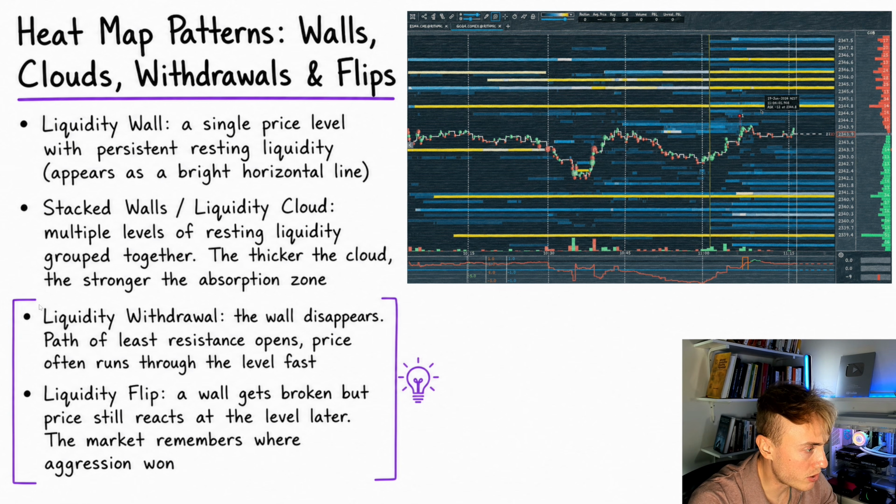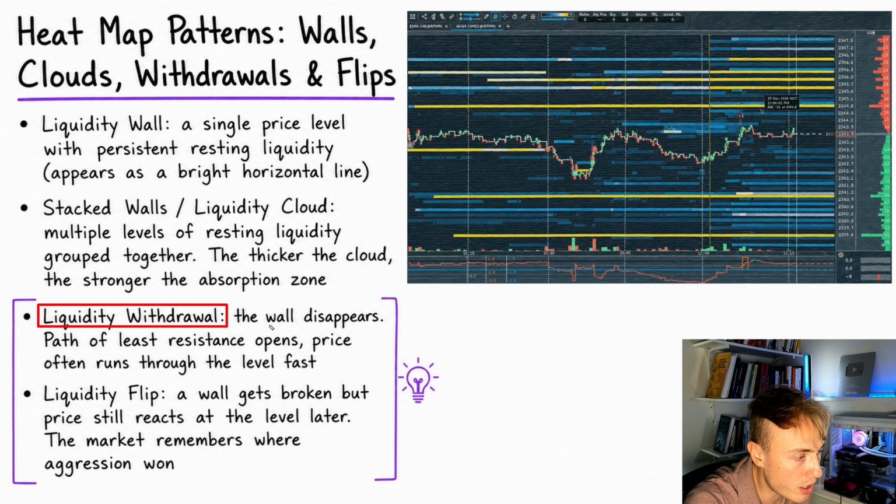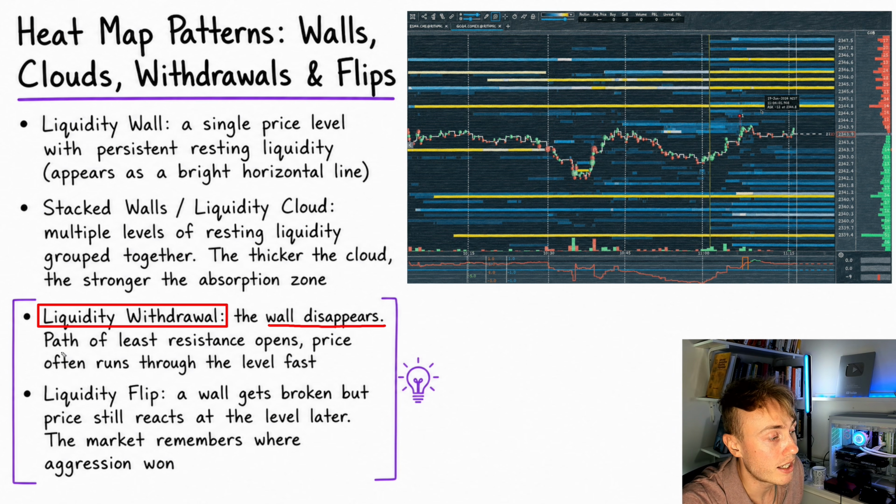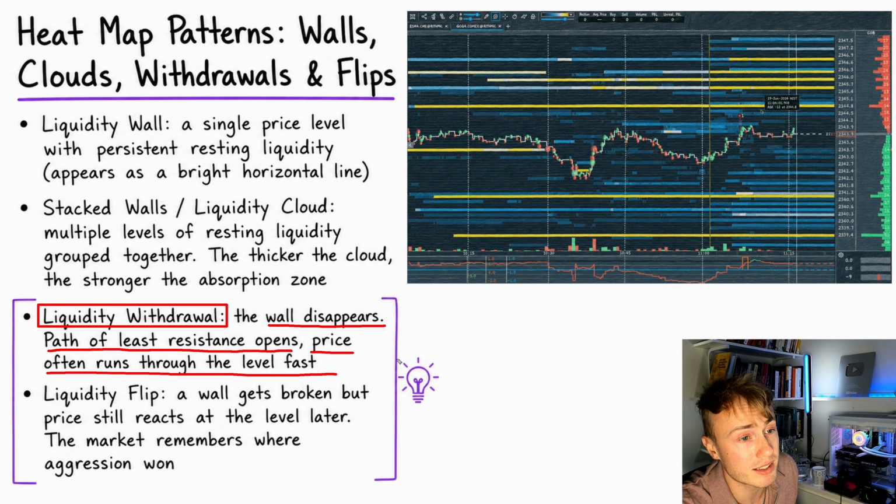The next concept I want to talk about here is liquidity withdrawal. And this is a very important concept to understand. This is when the wall disappears. And this means that the path of least resistance opens and the price can often run through that level fast. So let's see if we can find any liquidity withdrawal.